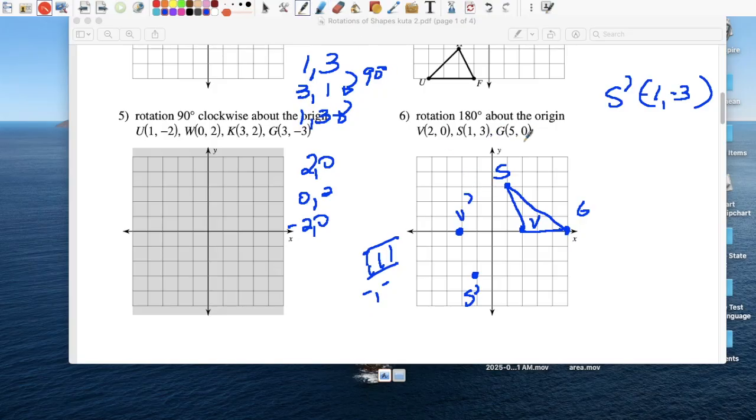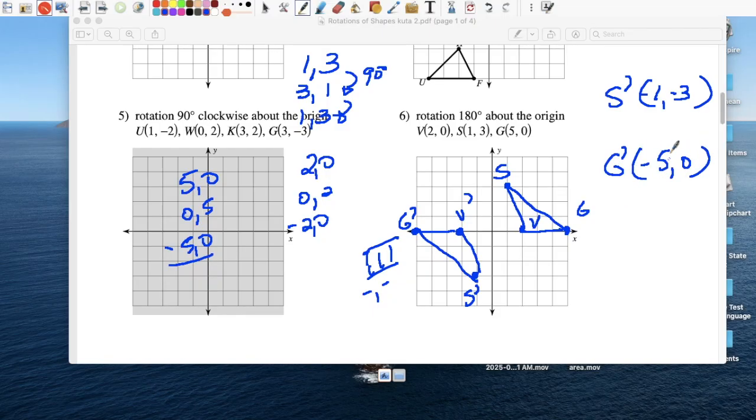We're missing point G. Point G was (5, 0). Becomes (0, 5), and becomes (5, 0) again. But because it's on the other side of the world, (-5, 0). So 1, 2, 3, 4, 5, (-5, 0). So that's G prime. Let's plot it. Should be the same shape, same size, same everything, except that its location is in a different area. So point G prime is (-5, 0). Point V prime is (-2, 0).